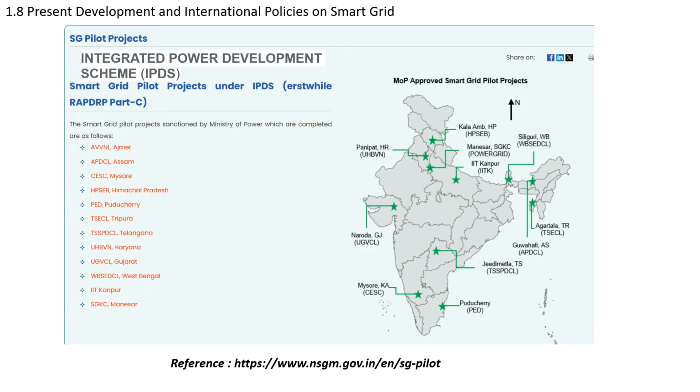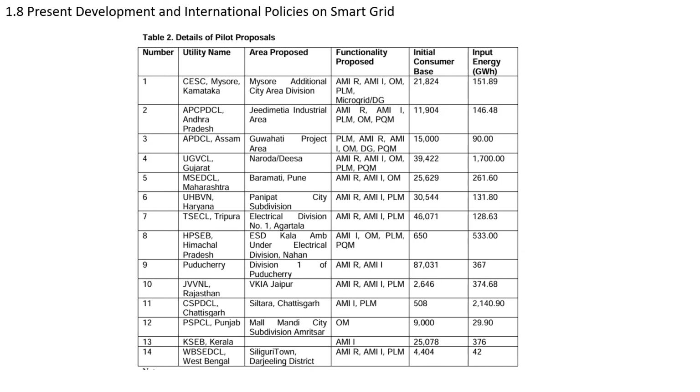So coming to the present development of smart grid. In India, some smart grid pilot projects are going on by the Ministry of Power. One is at Assam, one is at Mysore, and others in Himachal Pradesh, Puducherry, Tripura, Telangana, Haryana, Gujarat, West Bengal, IIT Kanpur, and Manesar. And these are the different pilot projects going on. So this is the capacity of the pilot smart grid projects in India.